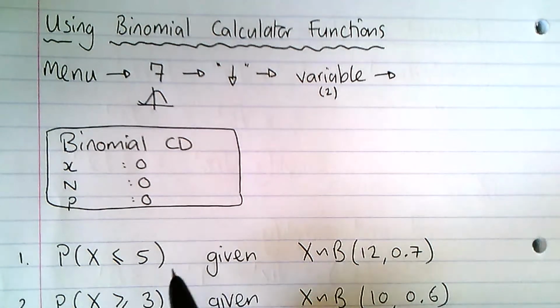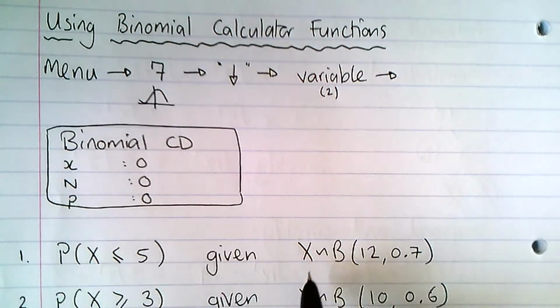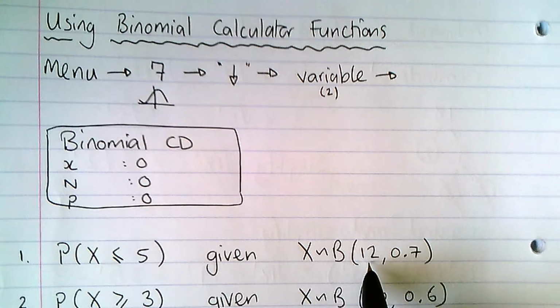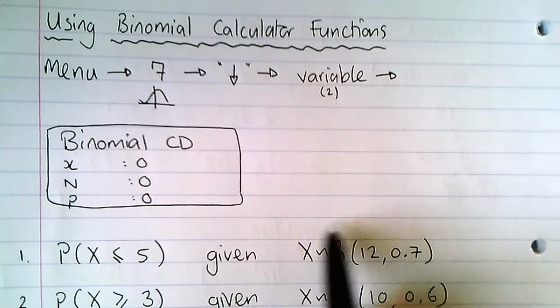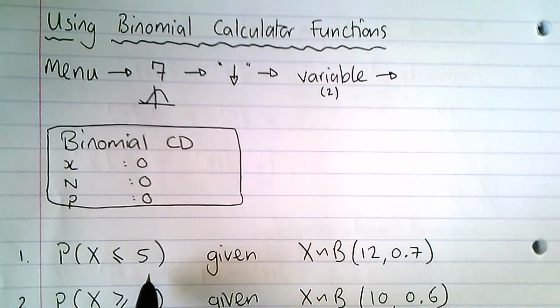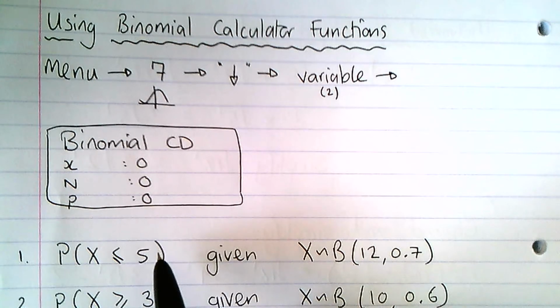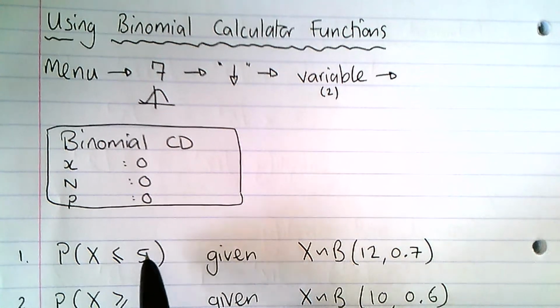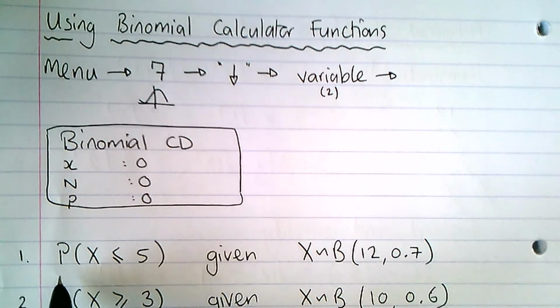So if you look at this first question: the probability that x is less than or equal to 5, given x is binomially distributed, number of trials is 12, probability of success is 0.7. Notice here we've got no context. It's not about drug trials or anything. We're just given the key information in this statement, and then we're asked to work out a probability. That's it. This is purely practicing your use of the calculator, and we'll fold that in with a bit more context, and how to recognize a binomial distribution in a question, in a future video.